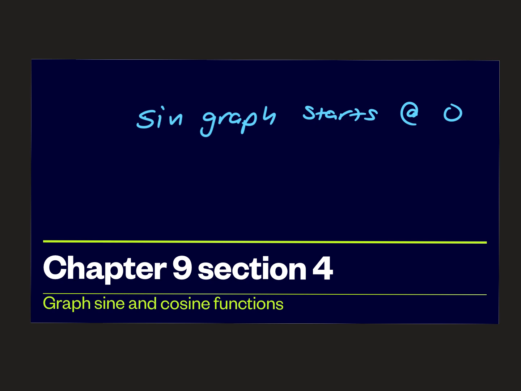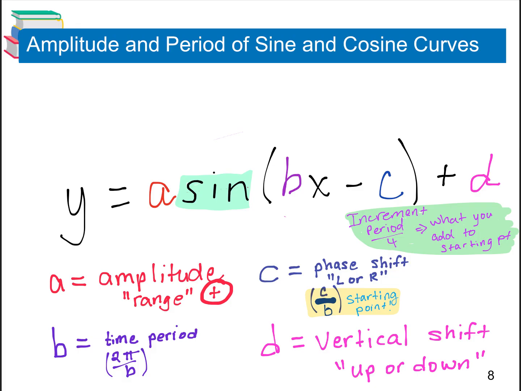A cosine graph starts where? At the amplitude. Perfect. Starts at the amplitude, and then it goes to the x-axis, whether it be the positive or the negative. And then it just repeats the pattern. Everybody remember that? So let's talk about the things we need to find.